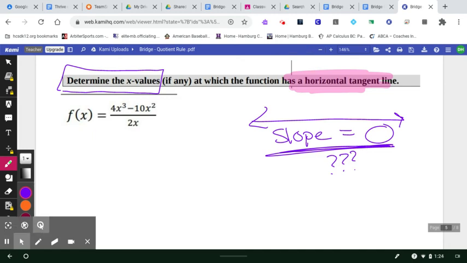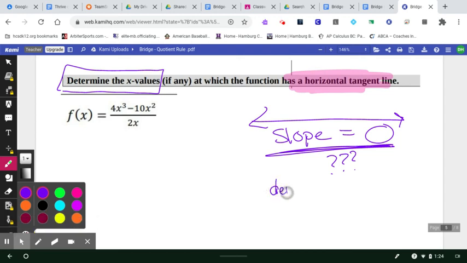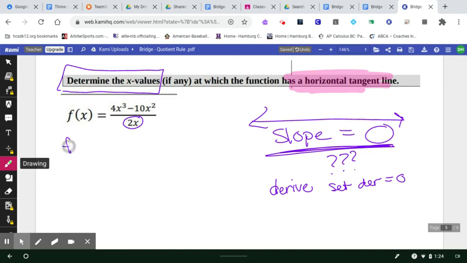So I need to find the slope, which means I need to take the derivative. Here's my game plan. I need to derive, take the derivative, and I want to set the derivative equal to 0 because I want to know when the slope equals 0. So my question to you is, is this product rule, or can you make like a beaver and split? Or quotient rule, I should say. Since there is one term on the bottom, I'm going to do the split trick.